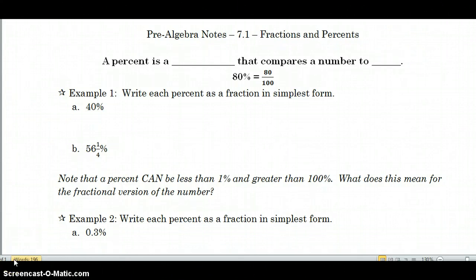Hello and welcome to 7-1 Notes, where we're going to talk about converting fractions to percents and percents to fractions.